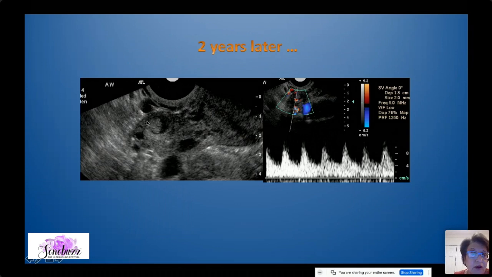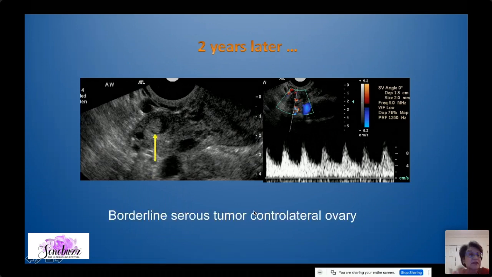lesion. But if you look at the lesion here, this doesn't quite look like a hemorrhagic follicle, right? It is a little bit too nodular, and it has flow within the soft tissue, right? So this turned out to be a serous tumor in the contralateral ovary. But fortunately, in between the 2 years, she was at least able to have one child. So again, how we describe things is really important in terms of management for these patients.